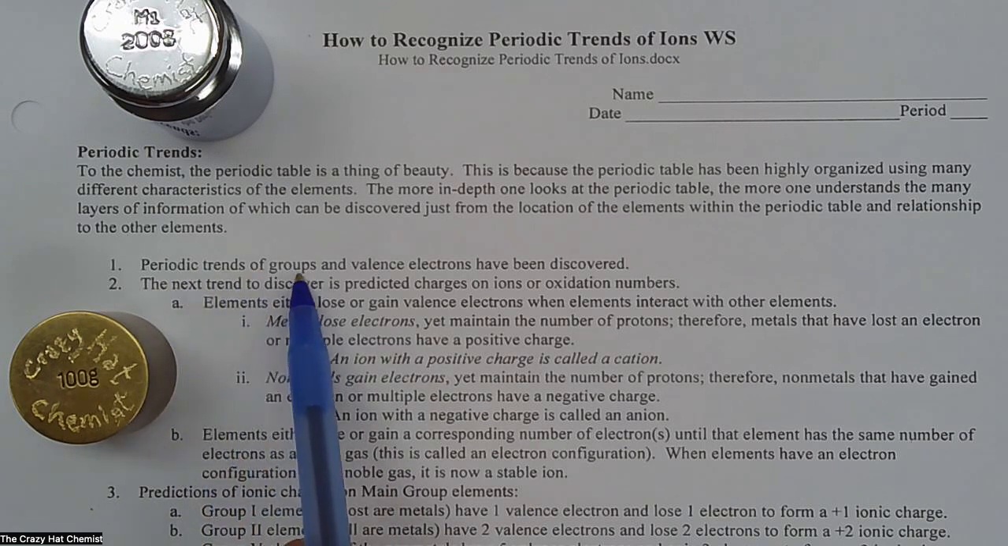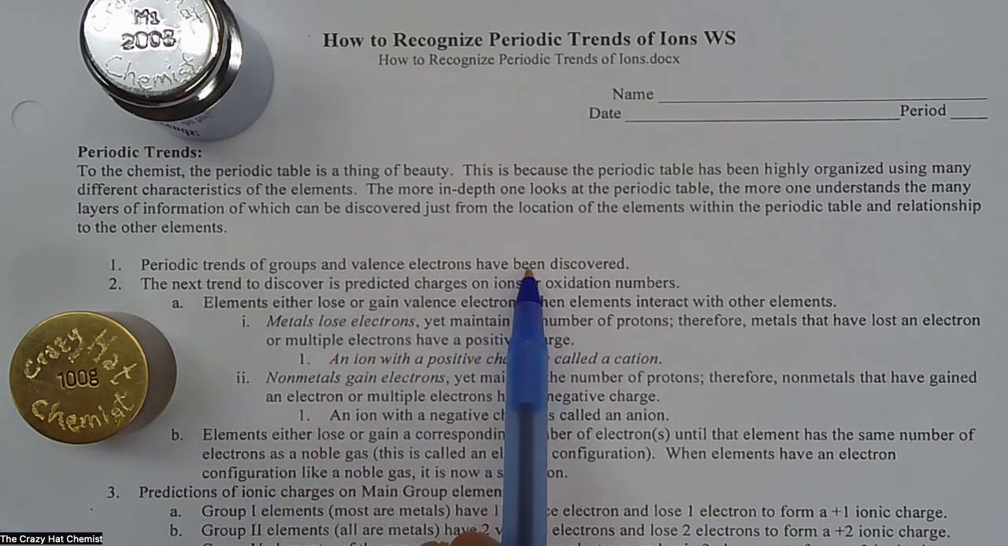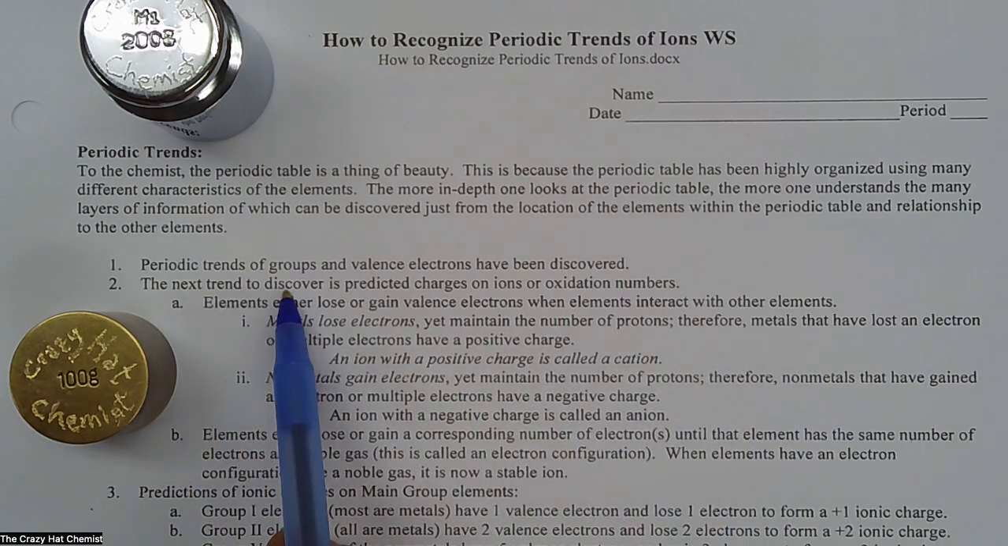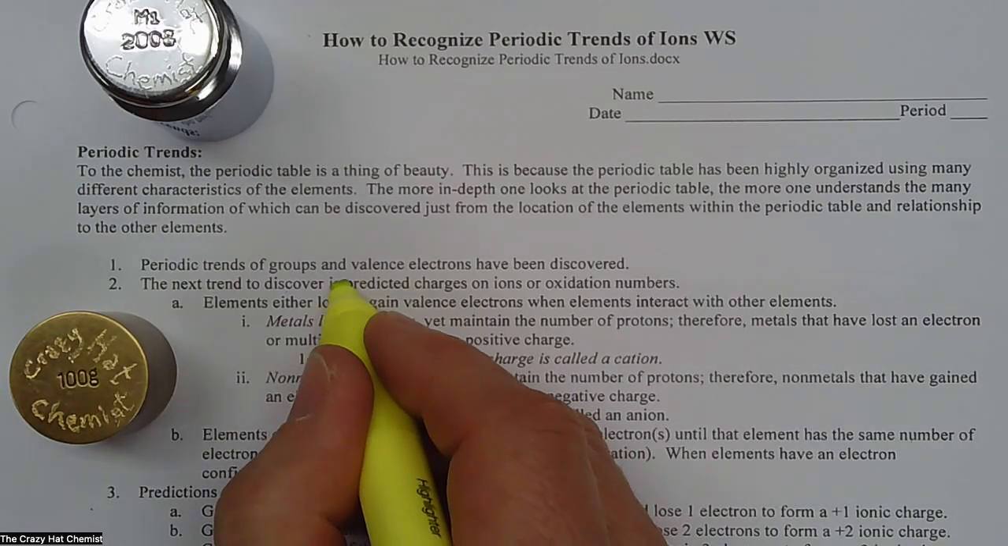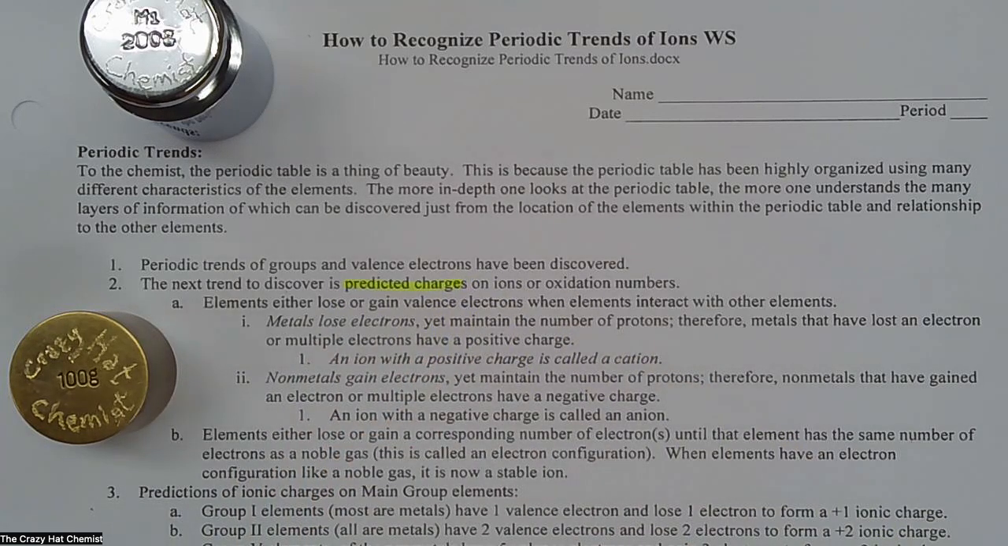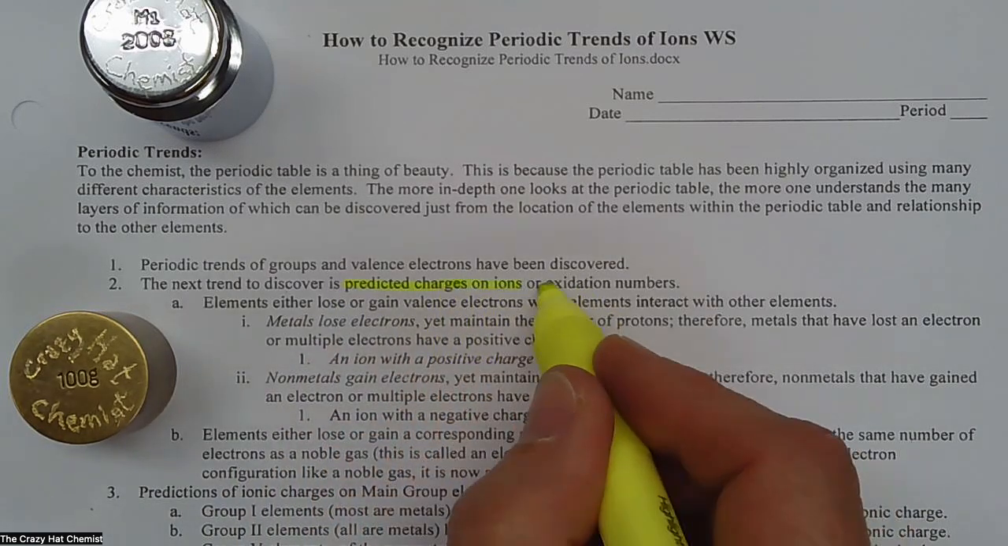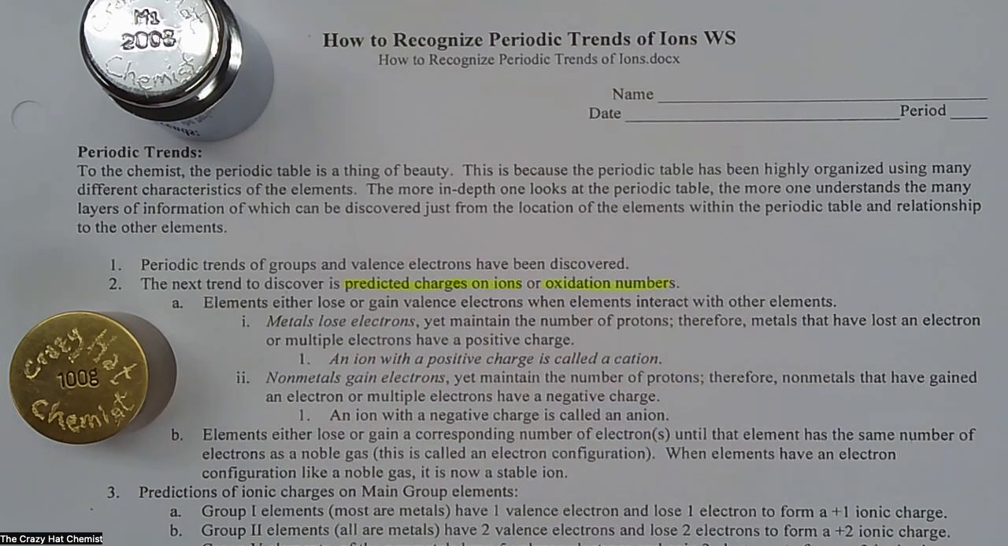Number 1, periodic trends of groups and valence electrons have been discovered. The next trend to discover, and that's what we did in the last video, is predicted charges on ions or oxidation numbers. So these are going to be called the predicted charges. They are not necessarily the actual charges, but they are predicted charges of the ions, or they're called oxidation numbers. So you might hear that terminology in your chemistry class potentially. Elements either lose or gain valence electrons when elements interact with other elements.